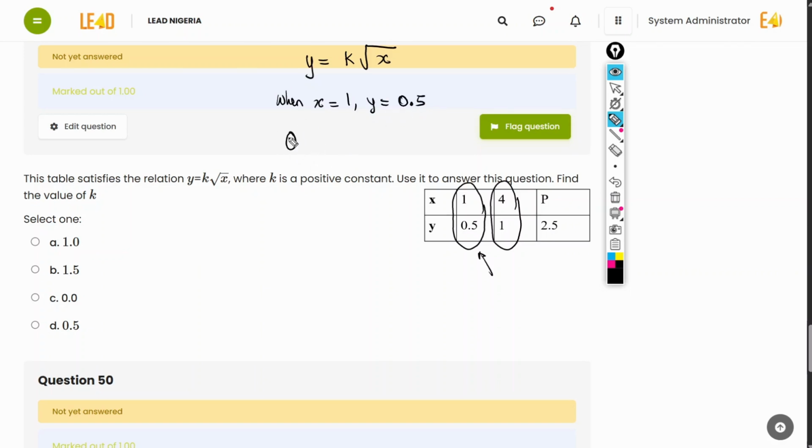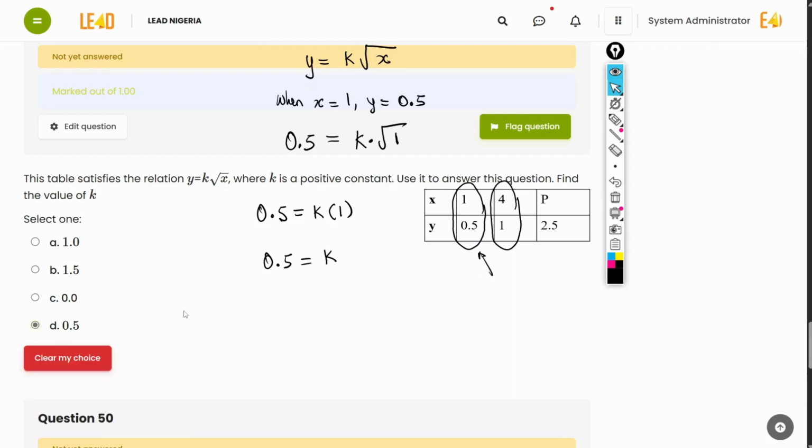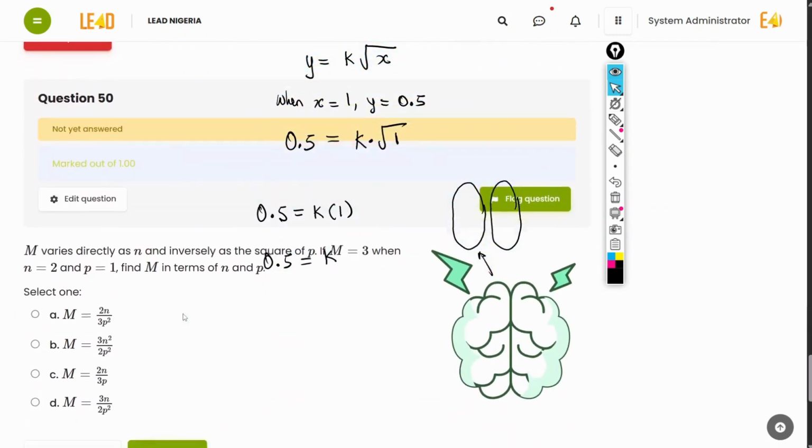So I would say 0.5, that's for y, is equal to k times square root of what? 1. All right, that's 0.5 is equal to k times 1, because square root of 1 is 1, right? So k times 1, that means that k is what? K is just 0.5. That's option B. All right, that's for question 49.